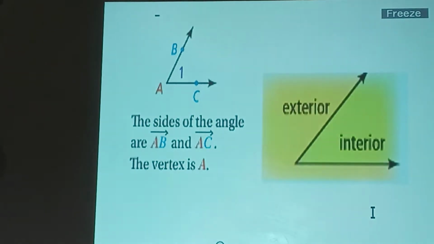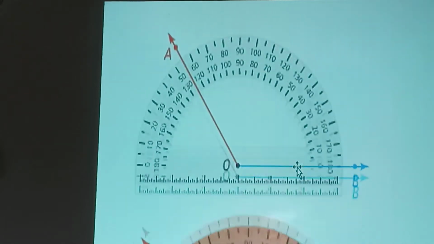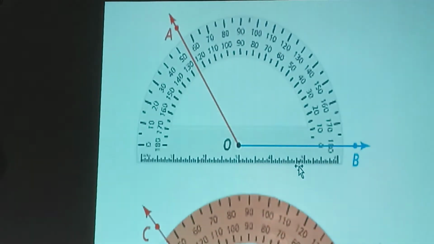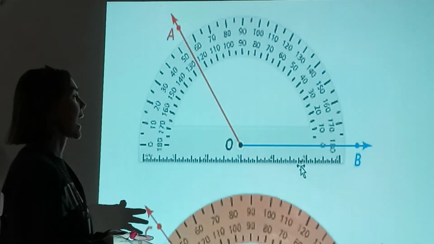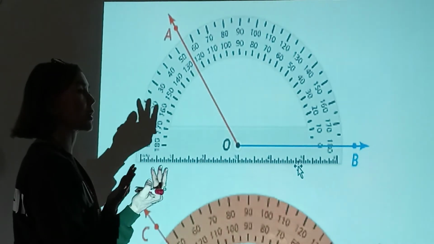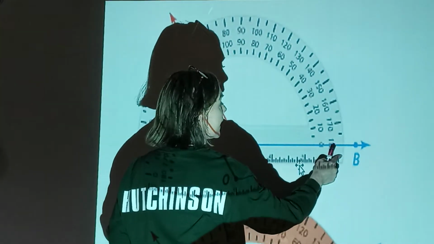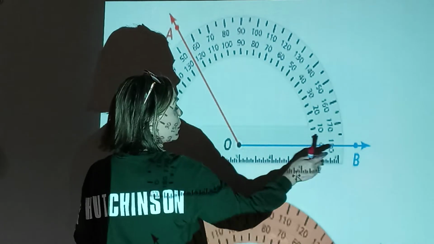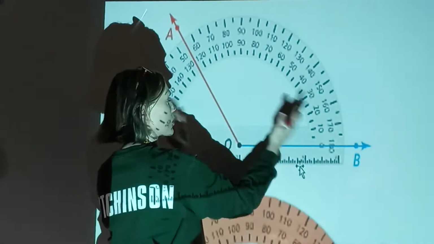So moving on, here is an example that we're going to do in class, okay? What are 2 other ways to name angle 1? And so now we're moving on to the protractor, okay? You don't have to draw this in your notes, but just look. We have to be aware, okay, of how to use the protractor and measure angles, okay? Because we have 0 through 180 on the top, and then we have 0 through 180 on the bottom, and you can measure in both directions.